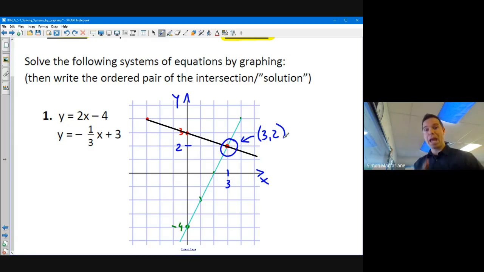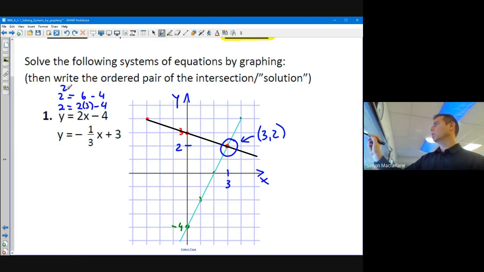You can always check that by plugging it in. So let's plug it in here. y should be 2. Does that equal 2 times 3 minus 4? Well, that's 6 minus 4. Does that equal 2? Well, 6 minus 4 is 2, and 2 does equal 2. Therefore, that's correct. Works for the first equation.